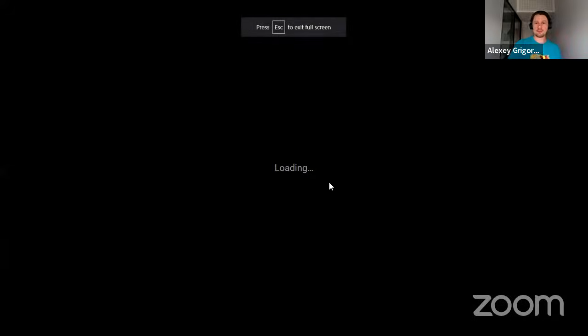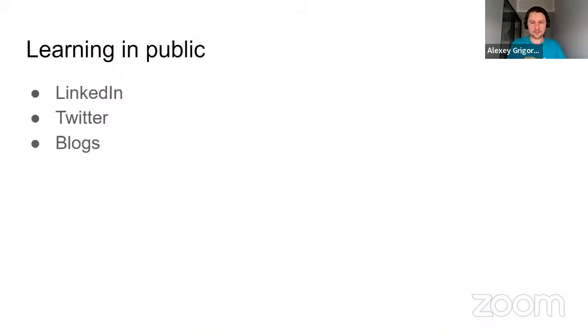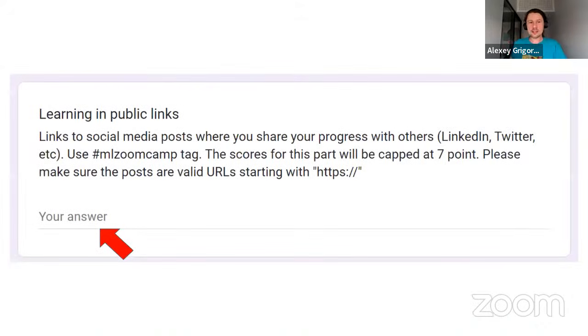But luckily, I have a screenshot here. So this is the screenshot of the form. And yeah, it says what you need to do. You need to put your email address here, and then you need to provide answers. We will ask you some questions, and this is where you put your answers. I hope it's pretty straightforward, but if you get confused, please let us know in Slack and we will help you figure this out.